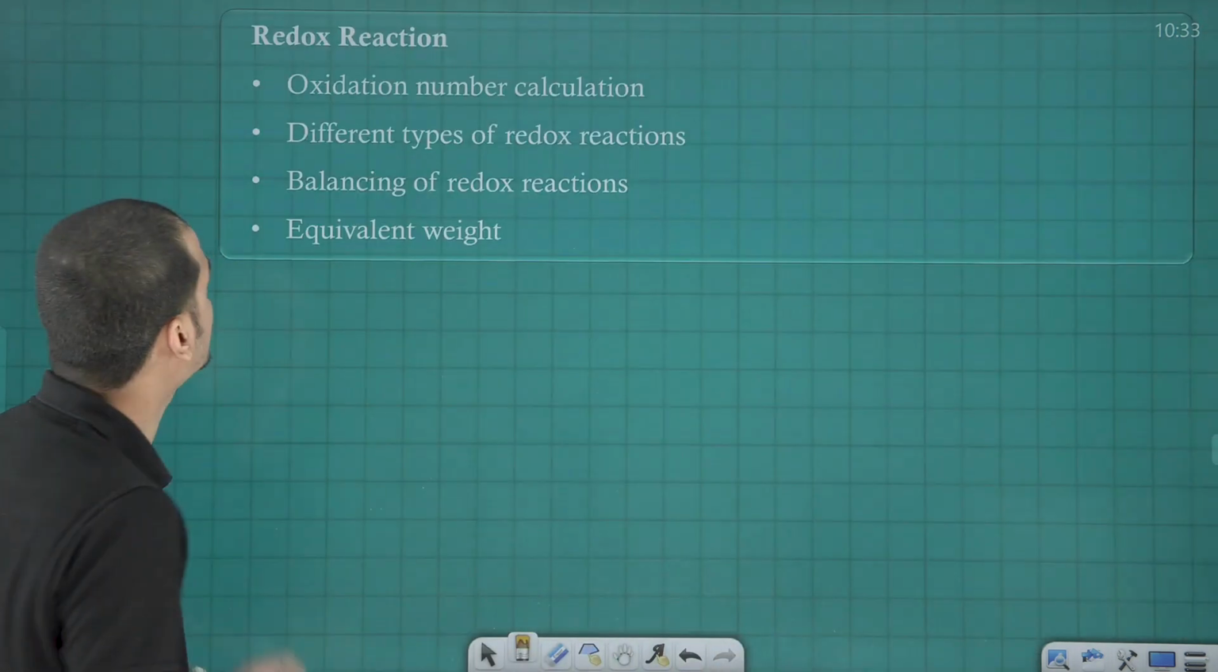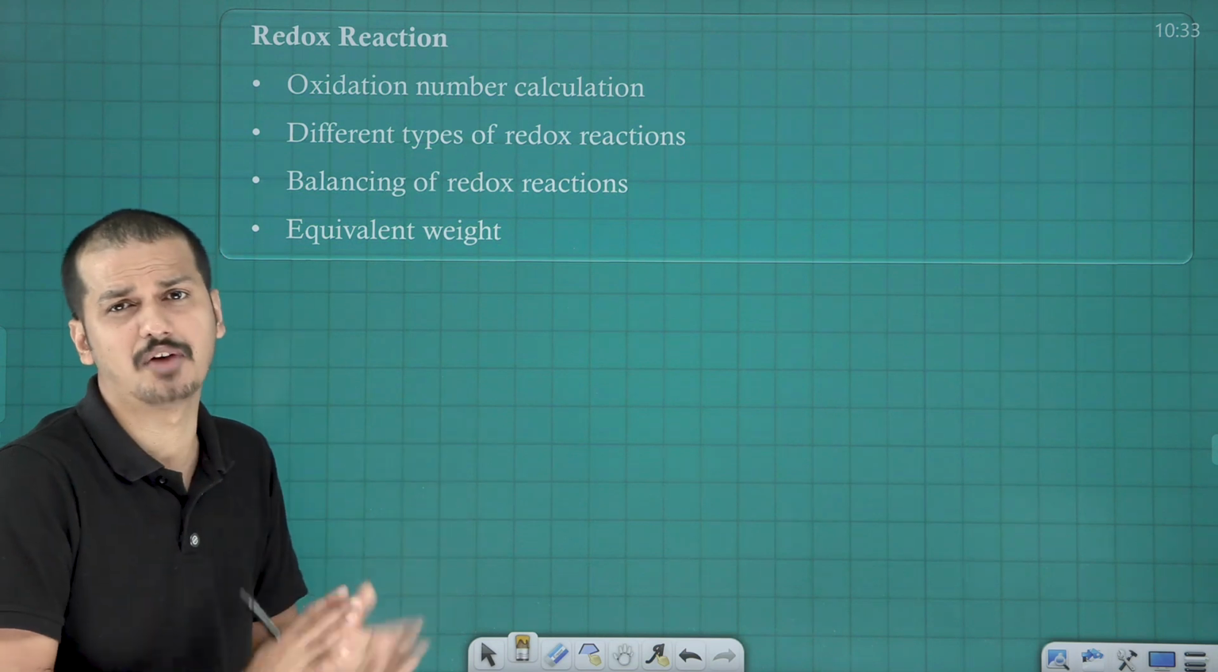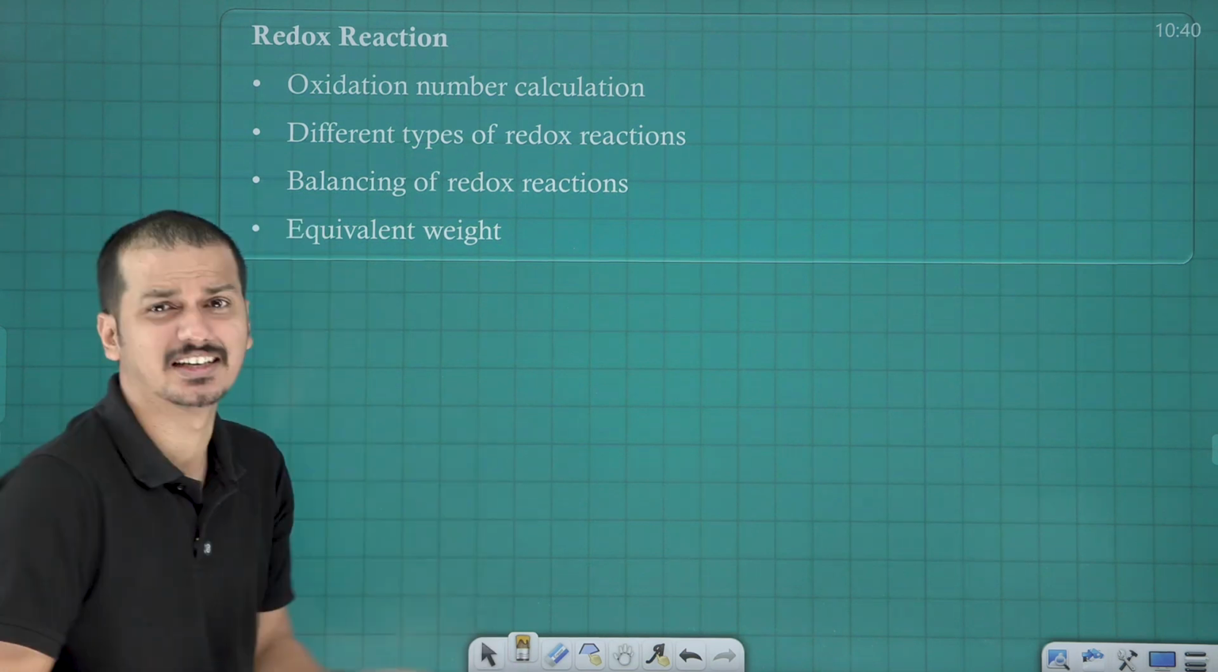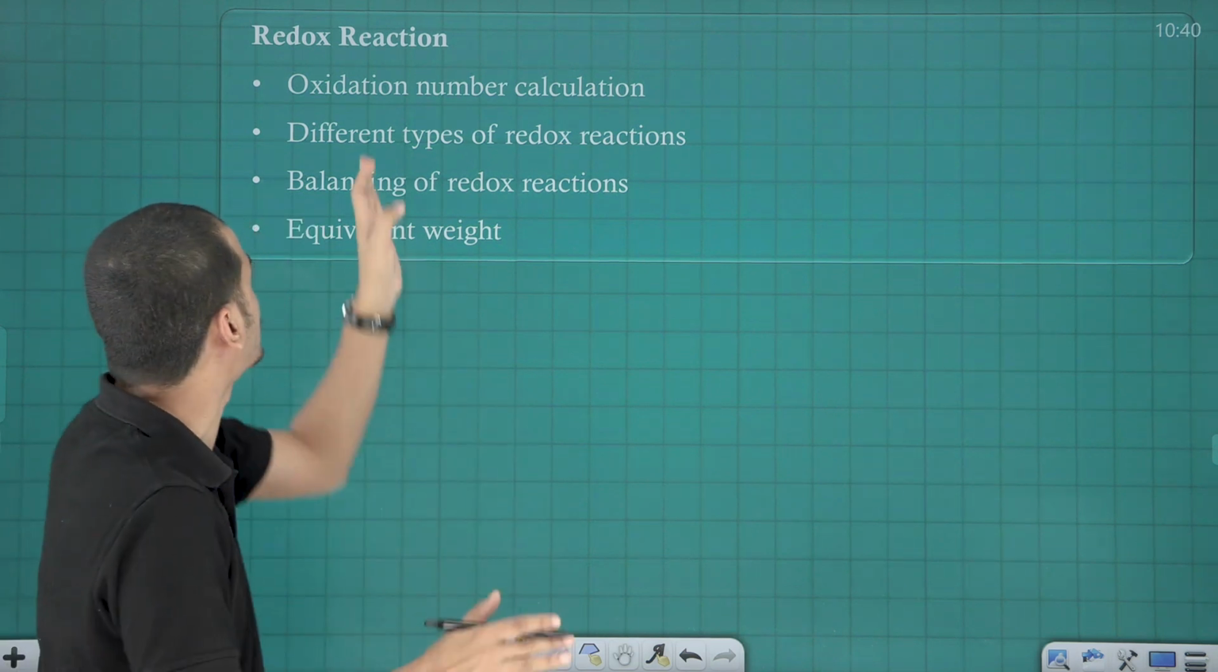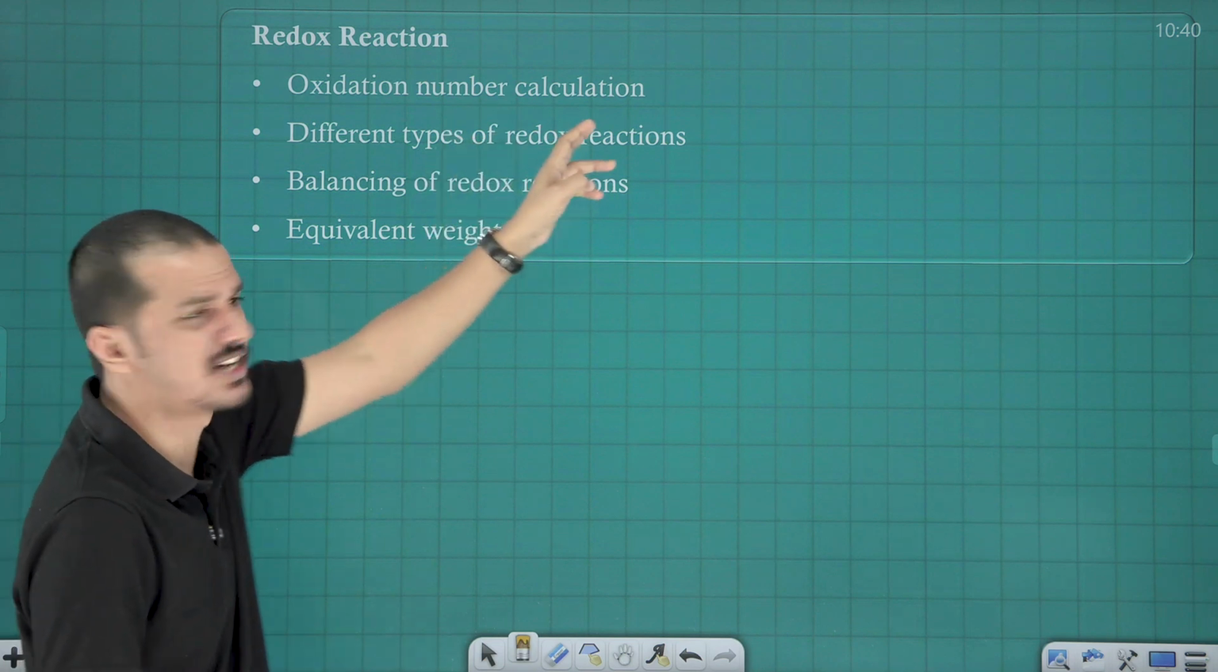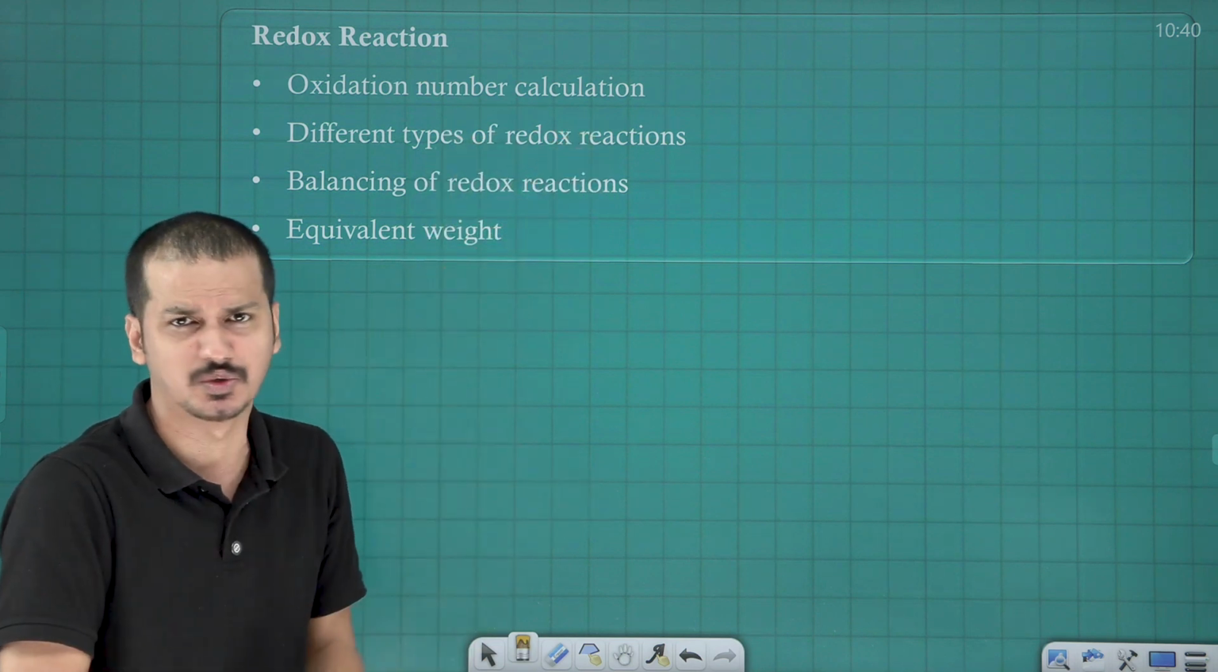Okay. See. The next chapter we have to discuss is redox reaction. In redox reaction, mainly 4 topics we have to learn. First one, oxidation number calculation. That basic idea you know. Okay.